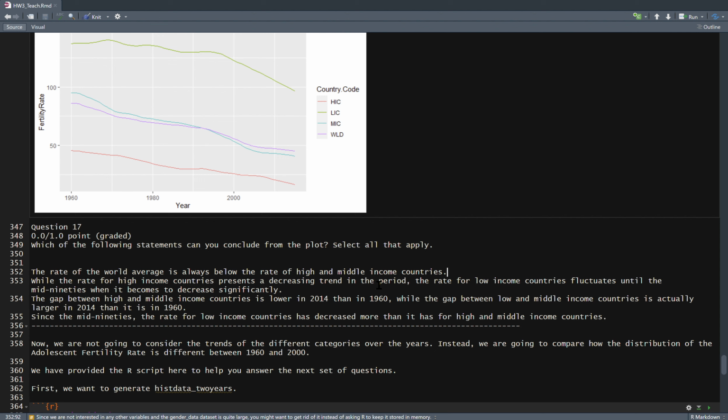And third is, since the mid 90s, the rate for low income countries has decreased more than it has for high and middle income countries. That is also true. Therefore, except the first statement, all other statements are true.